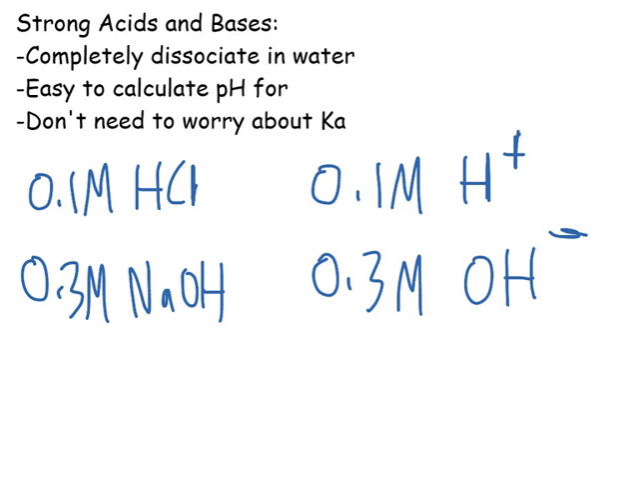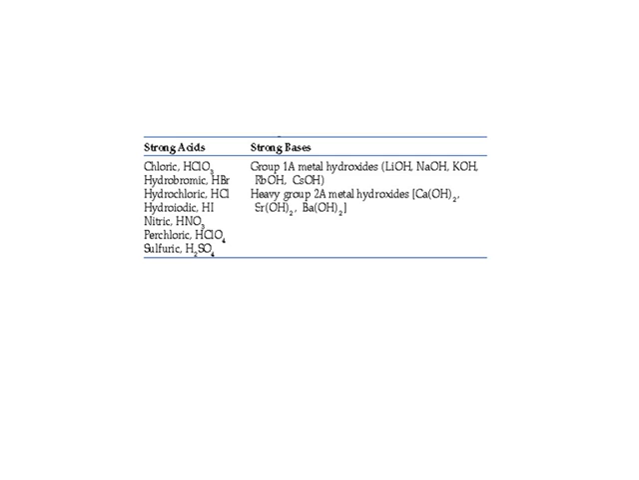They just completely dissociate. And this makes calculating the pH for strong acids and bases really easy because the formula, as you just saw, is that pH is just equal to negative log of the H plus ion concentration. And we don't have to worry about Ka, the acid dissociation constant, at all, which is really nice. So let's go over some practice problems. Oh wait, before we go over the practice problems, let's go over what the strong acids and strong bases are. I'm sorry, I didn't think that through.